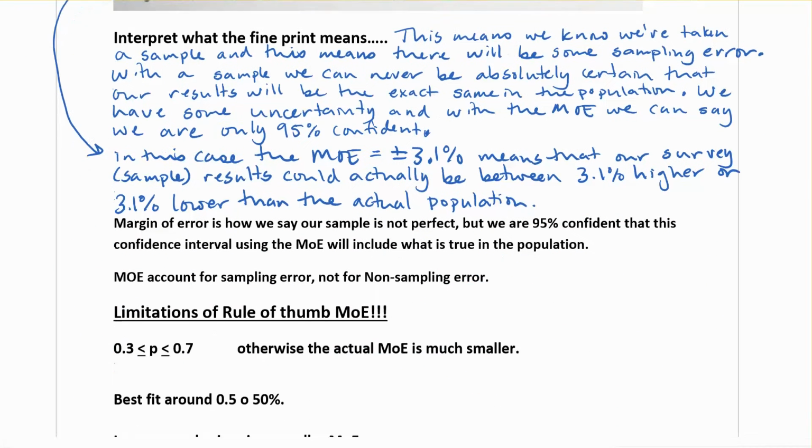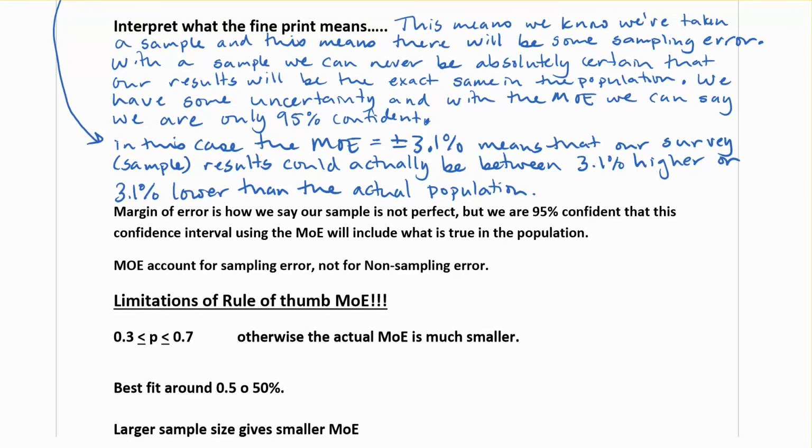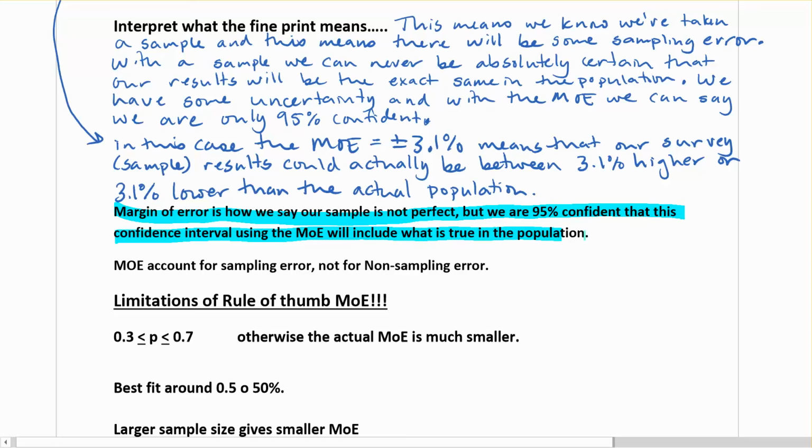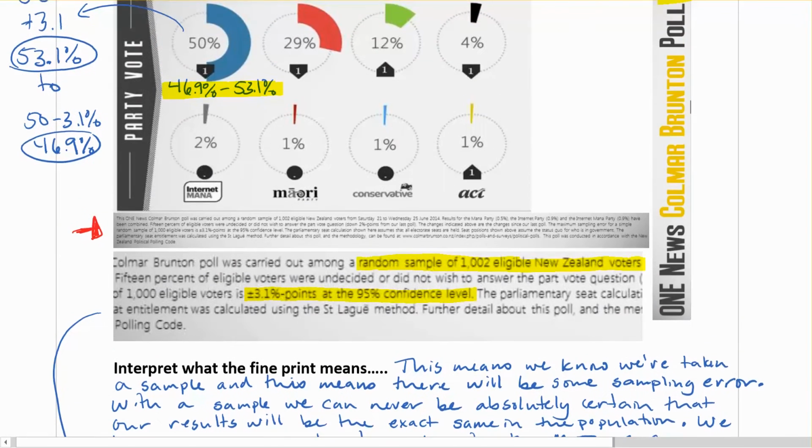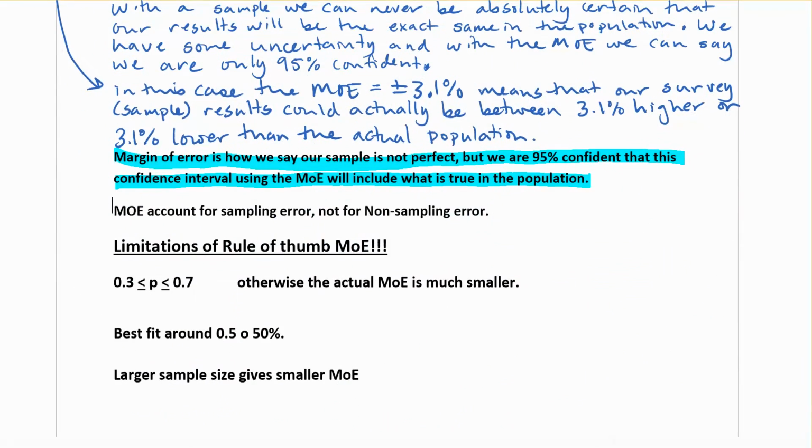And to kind of summarize this again, our margin of error is how we say our sample is not perfect, but we are 95% confident that this confidence interval, using the margin of error, will include what's true in the population. So again, we're 95% confident that National is between 47% and 53% back in the population when they actually vote.